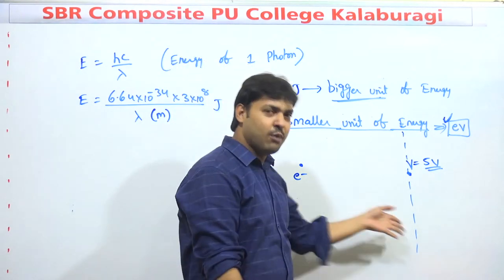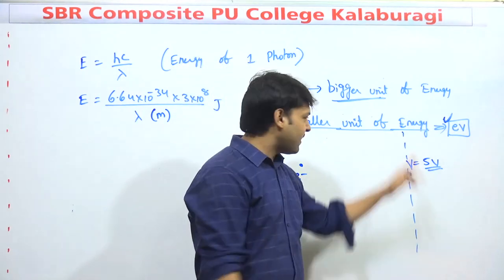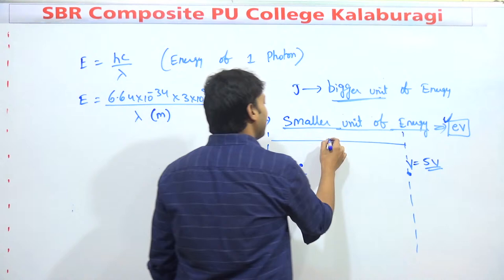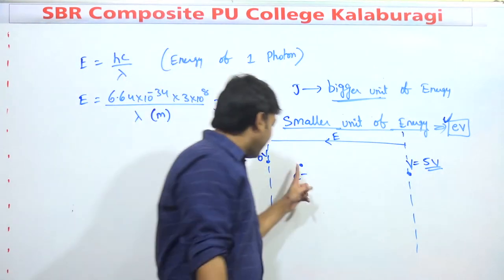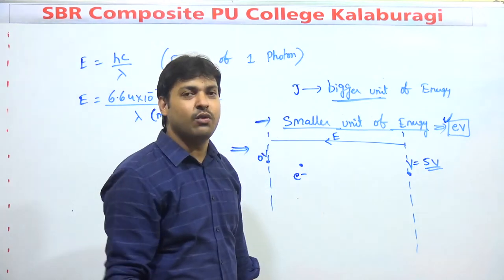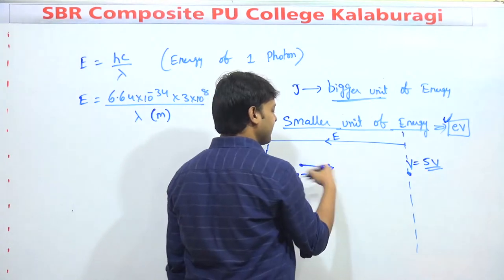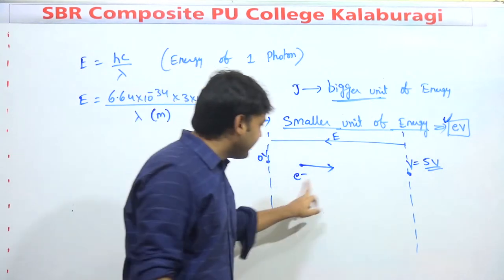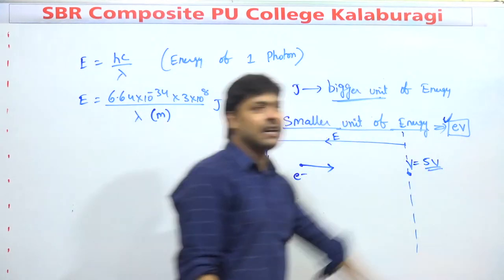Definitely the electron will move. In which direction will it move? Electric field is always from higher potential to lower potential. If you want to draw an electric field, it is from higher potential to lower potential. Now if I place a negatively charged particle in the electric field, in which direction will it go? Opposite to the direction of the electric field. So it will move in this direction. Try to understand, that is the basic thing we know. Now come back to this, what is meant by this electron volt?